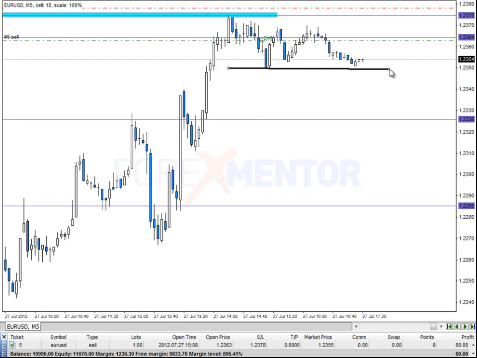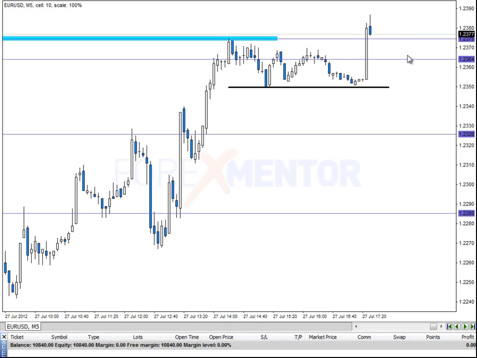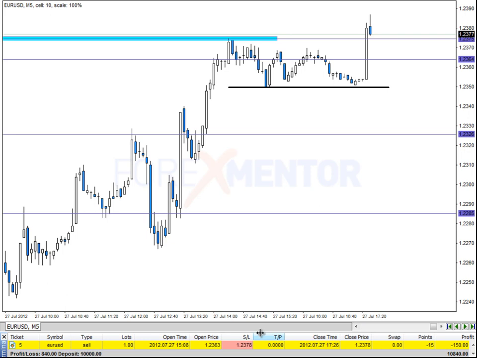Okay, so we want to see these lows now taken out. Okay, so you see that big spike up? We've now had our stop loss hit. There's the stop loss. Okay, so we actually got hit on that for minus 15. Big spike up.